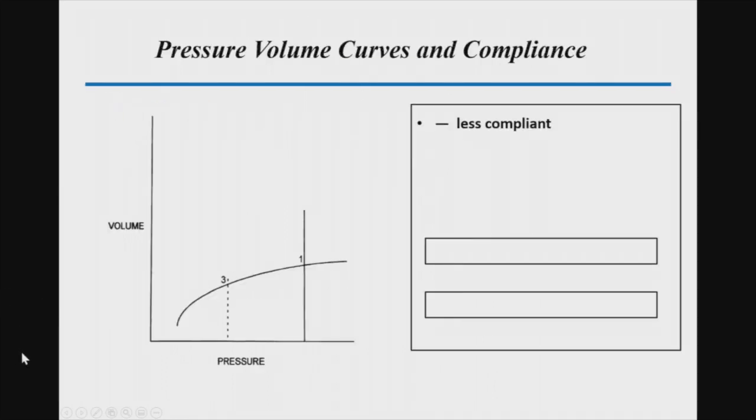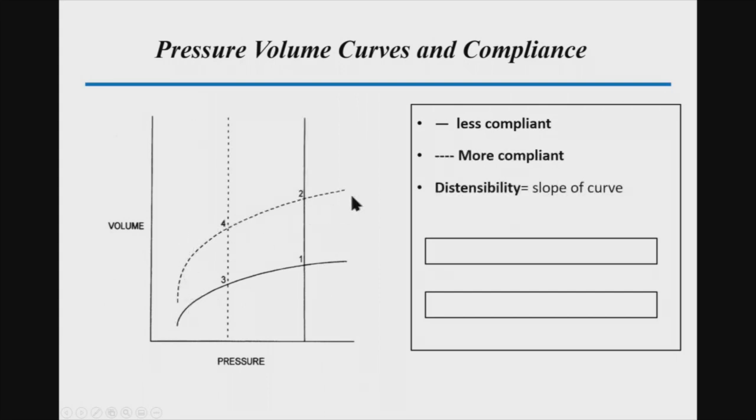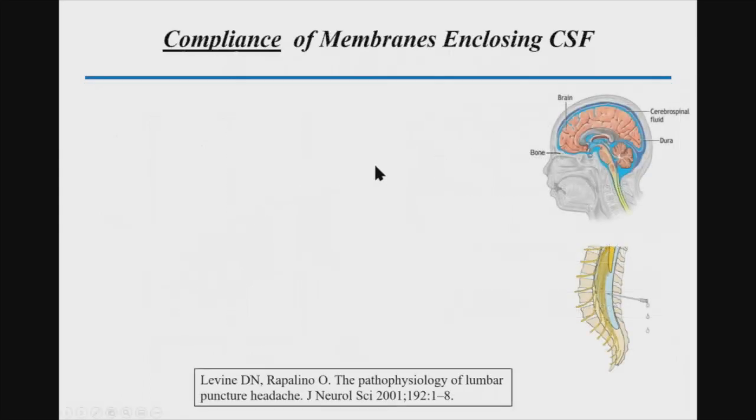Let's talk about pressure volume curves and compliance. Look at the volume and the pressure. And this is the second curve, which is more compliant. The distensibility is the slope of the curve. Think about it. Increase the compliance, increase the distensibility, decrease the pressure. I'll show you some examples.